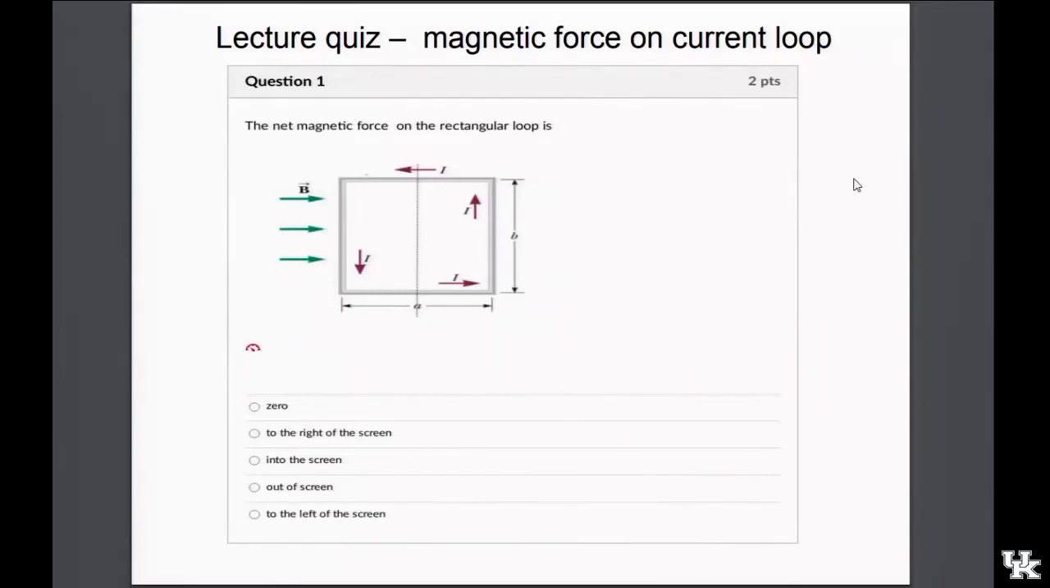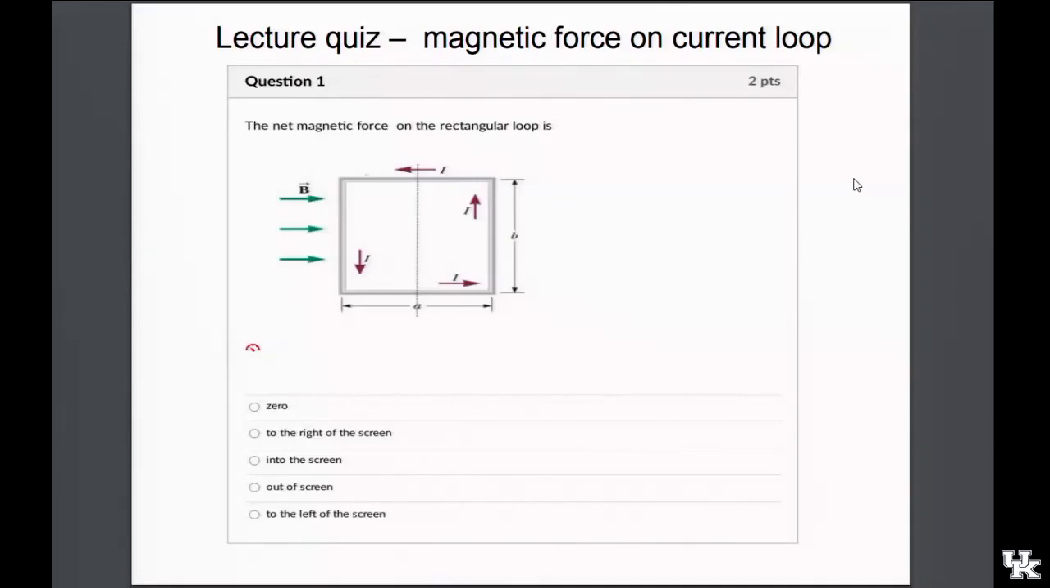Okay, so to figure out the total force, all you've got to do is think about the individual forces and add up the individual forces. On this loop, there were two individual forces. There was one over here on the left and one over here on the right. One of them was out of the screen, one of them was into the screen. Their sizes were the same, same magnitudes. So you've got two forces that are acting on this loop. One's pulling it out of the screen, one's pushing it into the screen. They're equal and opposite. Those two forces add up to zero. So there's no net force on this loop.